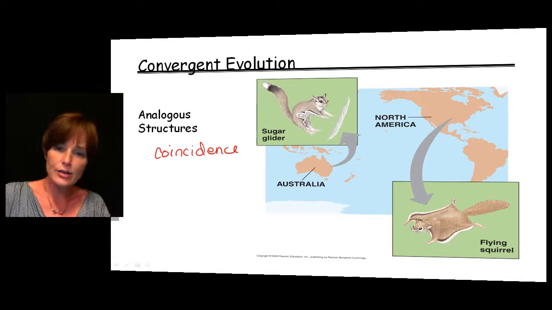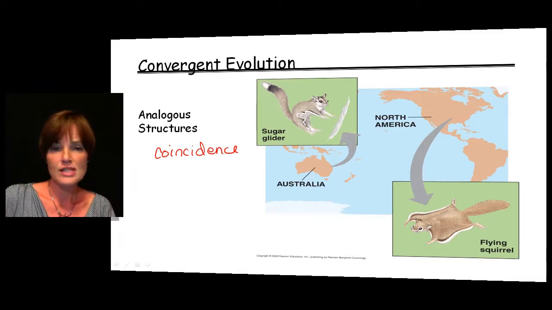The sugar glider that comes from Australia looks in a lot of ways to be very similar to the flying squirrel that we have in North America. They both have flaps on the sides of their body that run from their front legs to their back legs, and they both use these for gliding. So you might think that these two organisms are very closely related to each other. They're actually very different from each other. They just happen to occupy similar niches in their habitat.